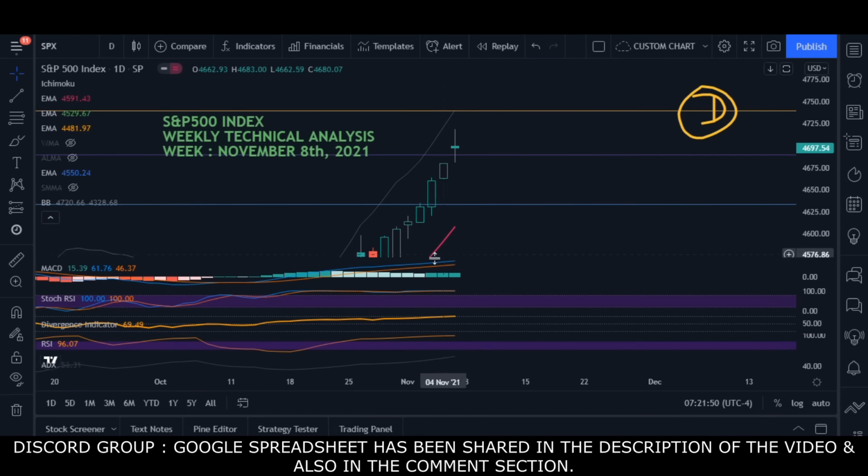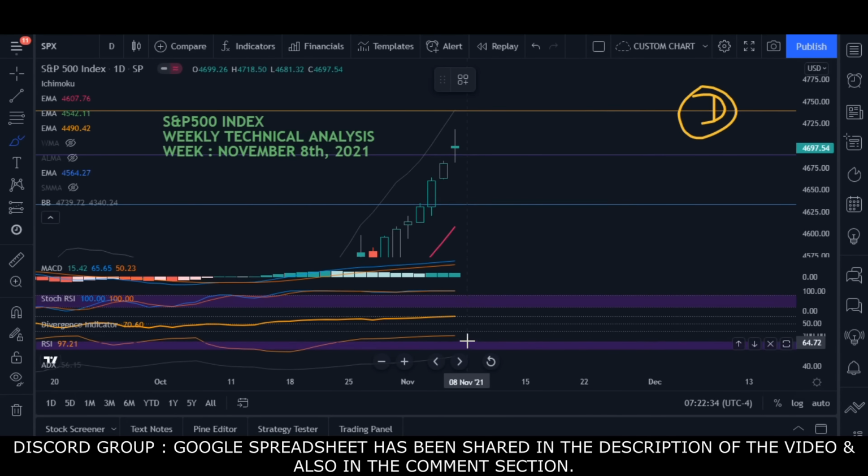MACD is heavily bullish. Stock RSI is 100%, heavily bullish. Then there is the divergence. This was the reason why, rather than buying the calls, I went for the puts. You can see the divergence is 70.60, but when it reached this point, the divergence was 71.50. So when I saw the divergence crossing 71, I went for the puts.